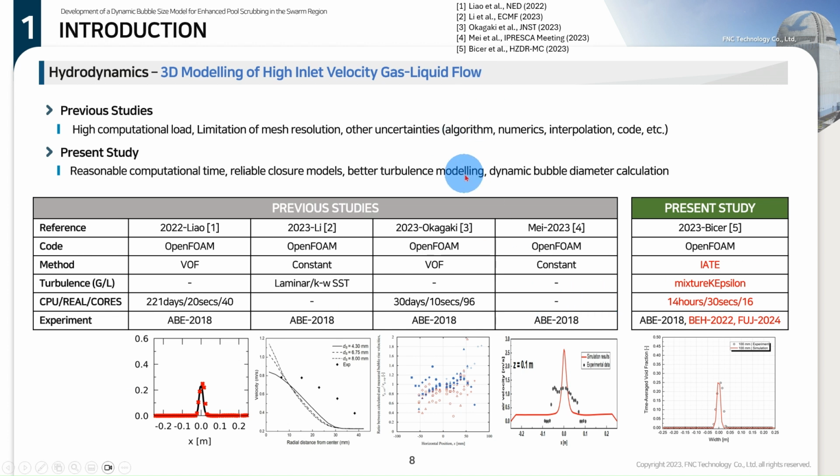If you look at the previous studies for the 3D modeling of high inlet velocity gas-liquid flow, which is quite different from the general pipe flow, the researchers used volume of fluid or constant bubble diameter models, which both have discrepancies such as high computational cost or not being able to capture the flow variables. However, this study uses interfacial area transport technology coupled with mixture k-epsilon turbulence modeling to have a practical modeling framework to calculate the flow variables for various experiments.